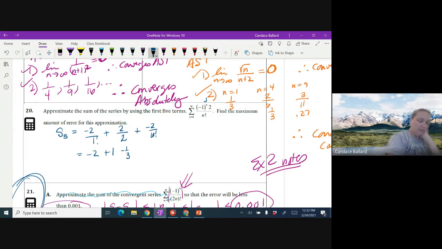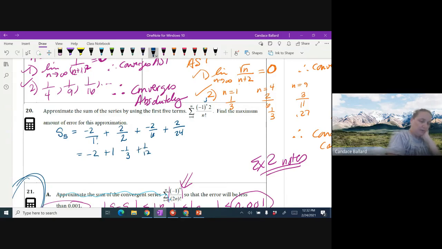Okay. And then we're going to do, I put the 4 in there. That's going to be plus, it would be +2, 4 factorial, 24. Why did I put the factorial after the 6? I don't know. All right. And so that would be +1/12.